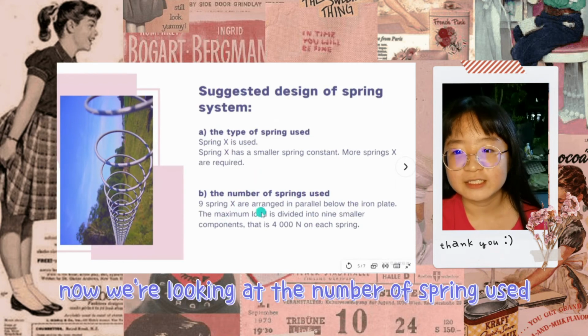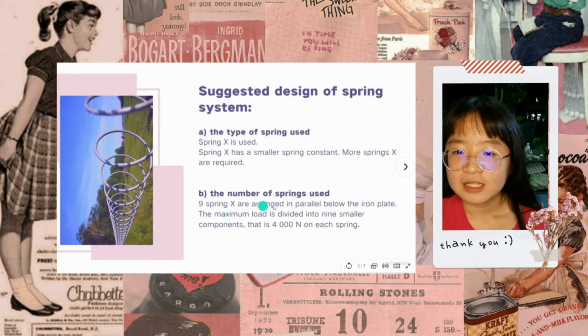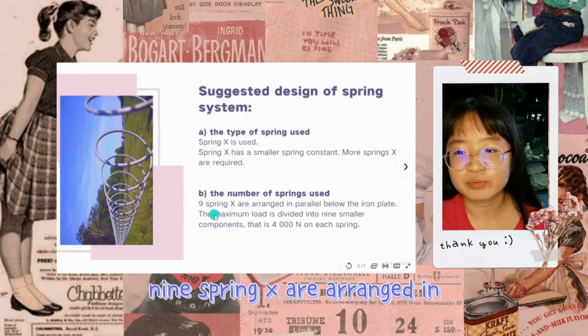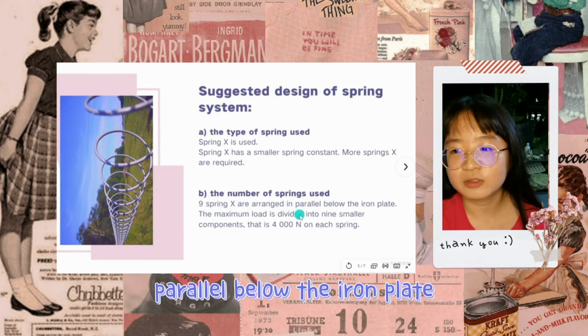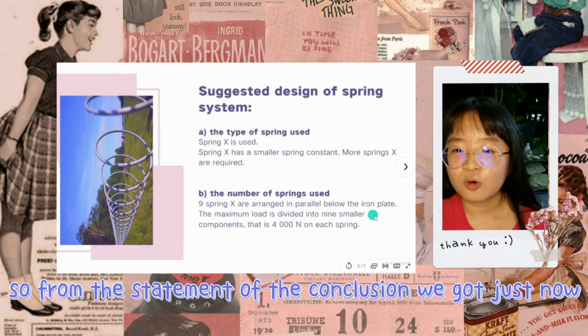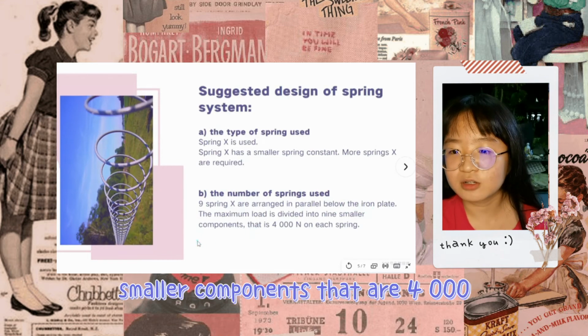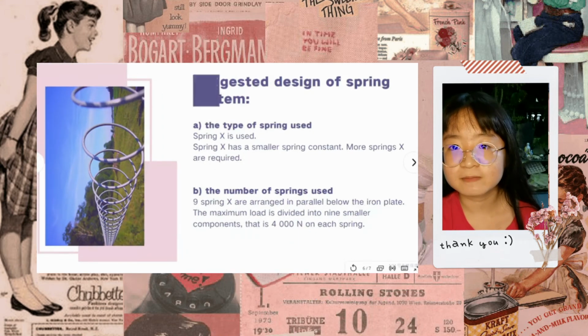Now, we are looking at the number of springs used. As what we calculated just now, 9 springs X are arranged in parallel below the iron plate. So, from the conclusion we got just now, the maximum load is divided into 9 smaller components that are 4,000 Newton on each spring.